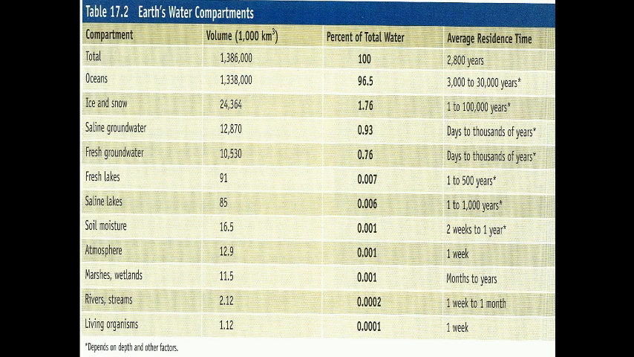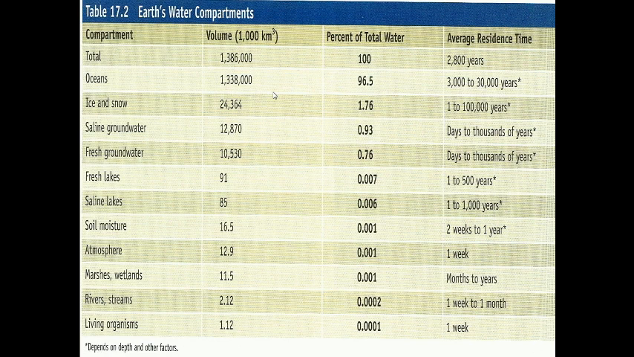This next section is entitled, Where is the Water? But really it's a question of what form does the water take? In total, we have 1,386,000 times 1,000 cubic kilometers of water on the planet, most of which is in the oceans. Right? 96.5% of that is in the oceans.